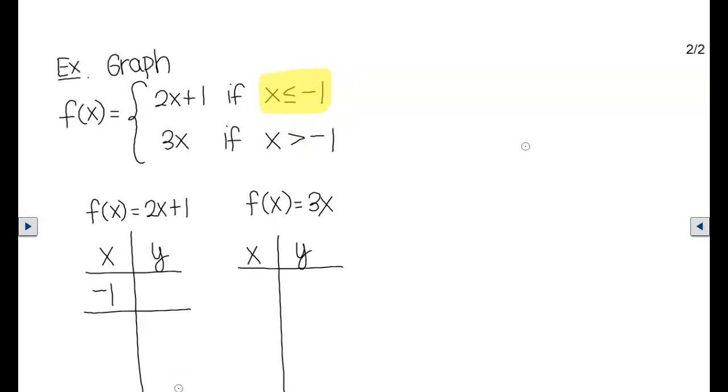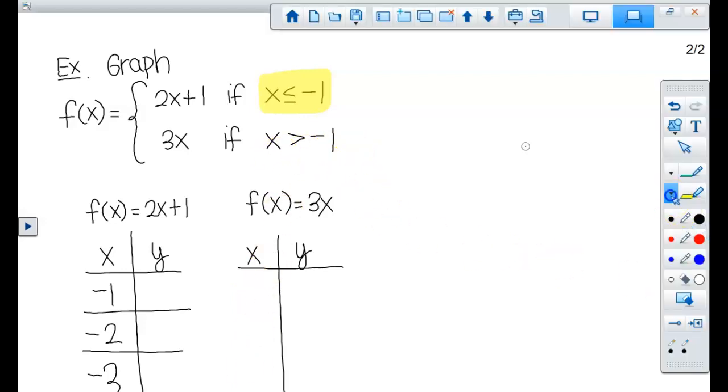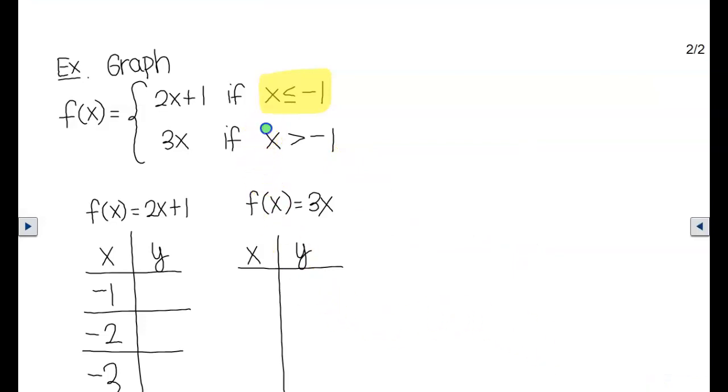Now, you get to choose two others, but they have to fit what this domain says. The x's you pick have to be less than or equal to negative 1. So we could do negative 2, and we could do negative 3. Both of those are numbers that are less than negative 1. So that's what I'm going to do for that first function table. Now, for f of x is equal to 3x, again, to pick my numbers over here, I need to consider what my domain is. And for that piece of the function, my domain says that x has to be greater than negative 1.